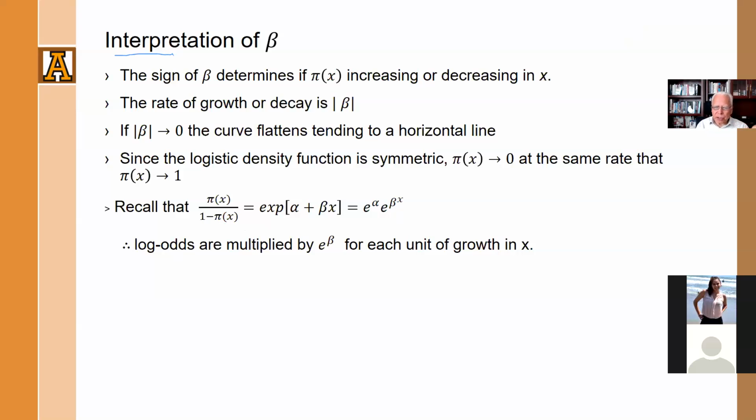This interpretation is very useful in logistic regression, and that's why logistic regression is a method preferred by a lot of people, because of the interpretability of the model. And we'll look at an example now.